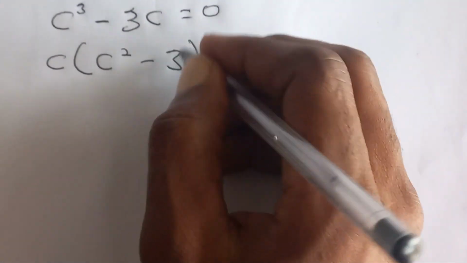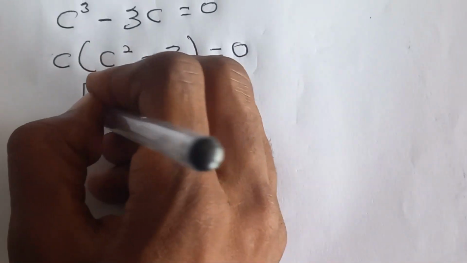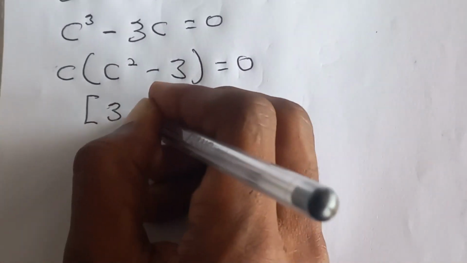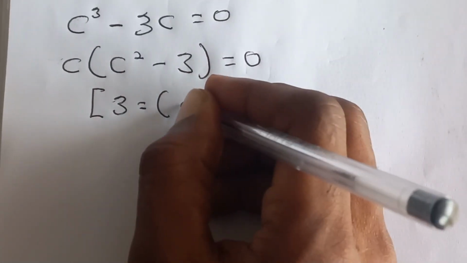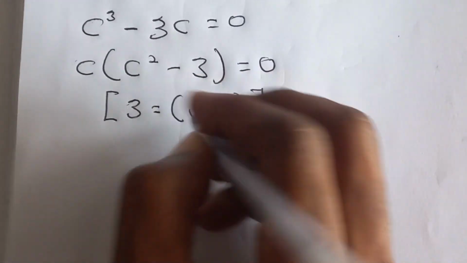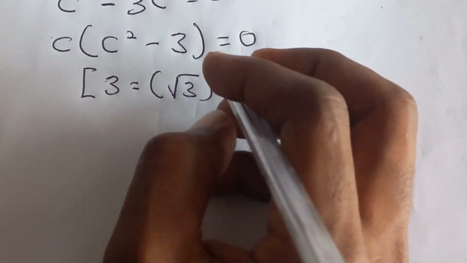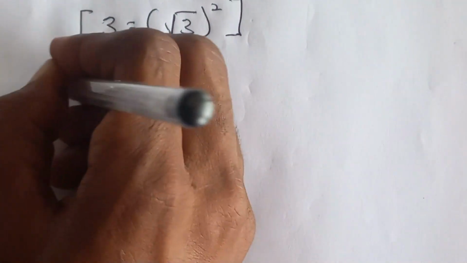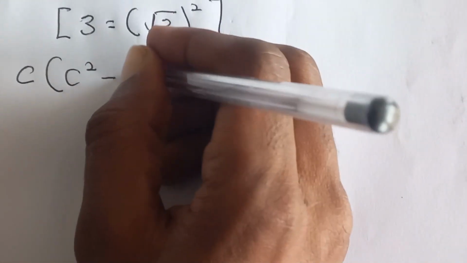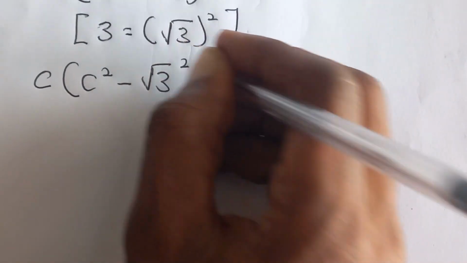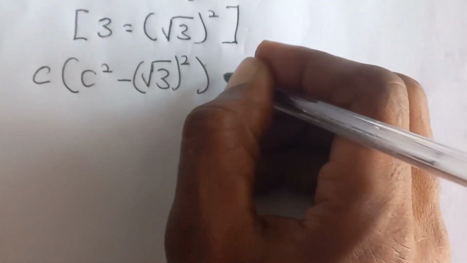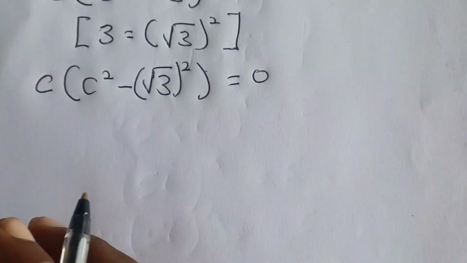Now this 3 here, you can express it as (√3)². So it's the same as √3 squared. We now rewrite this as c(c² - (√3)²) = 0.